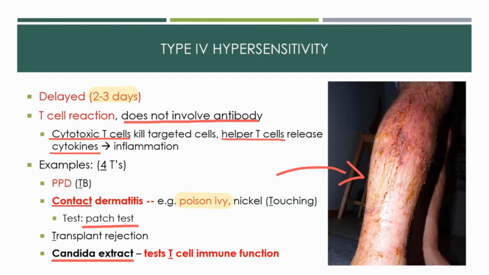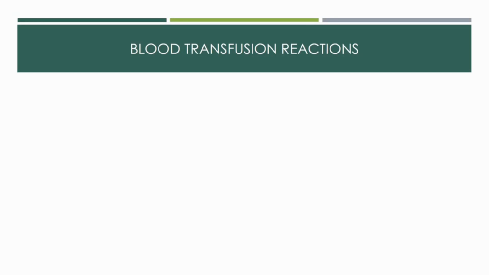Candida albicans is injected sub-Q, and we know T-cell immunity is very involved in the fight against peripheral candida. The body will mount a Th1 response, and macrophages will engulf it. If there's no response, we call this anergy. Now that we understand hypersensitivity, we can discuss specific reactions.